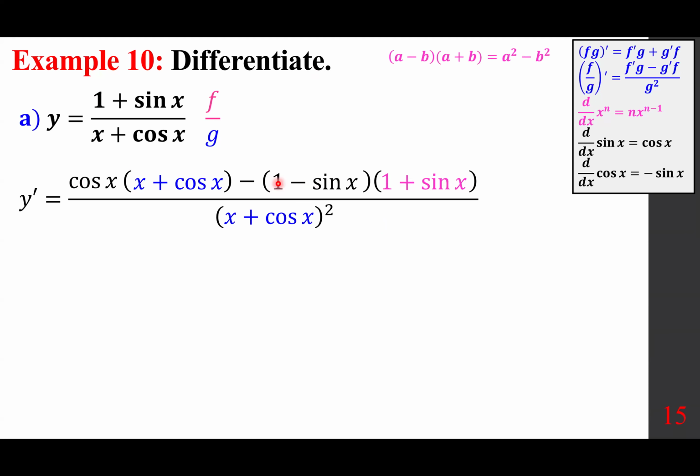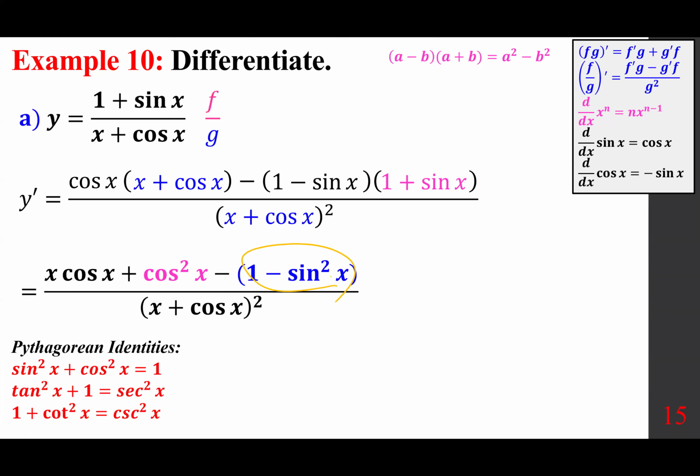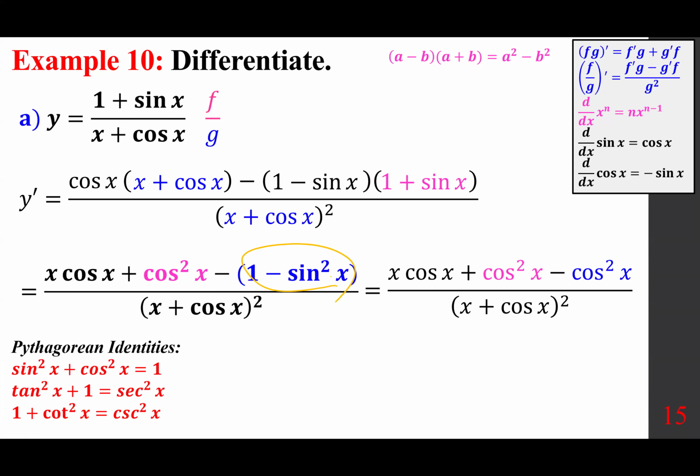Distribute and change this to cosine squared. Remember, sine squared plus cosine squared equals 1. Change this, and these two cancel each other. By the way, class, because sine squared plus cosine squared is 1, 1 minus sine squared must be cosine squared, and so on and so forth. So I hope there's no problem. Everybody's comfortable with that.